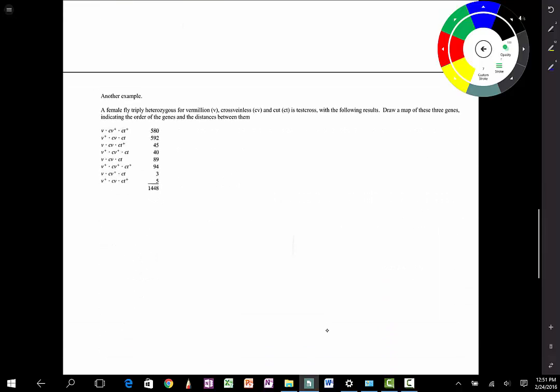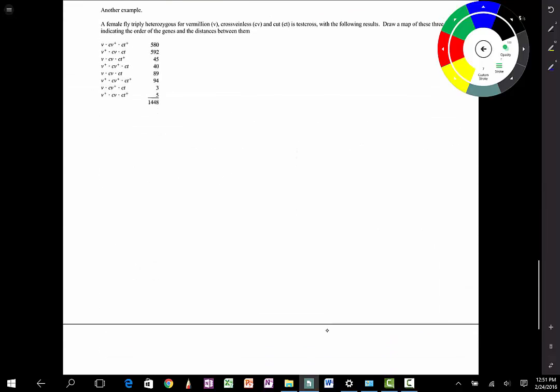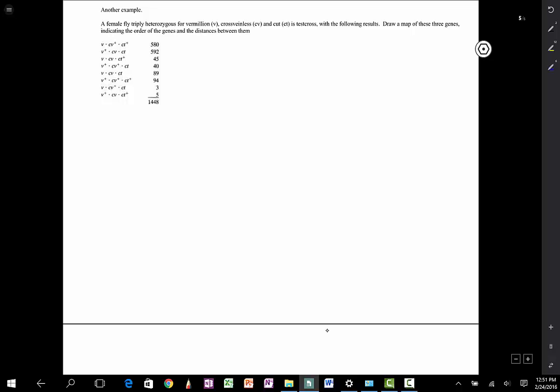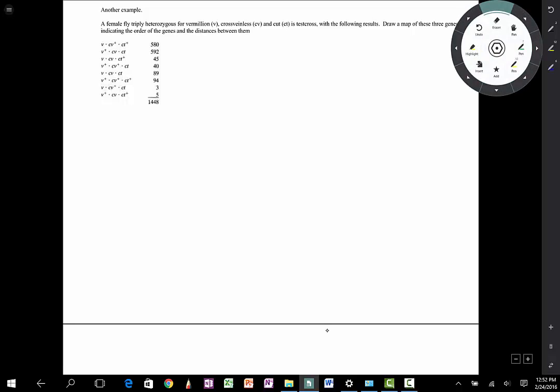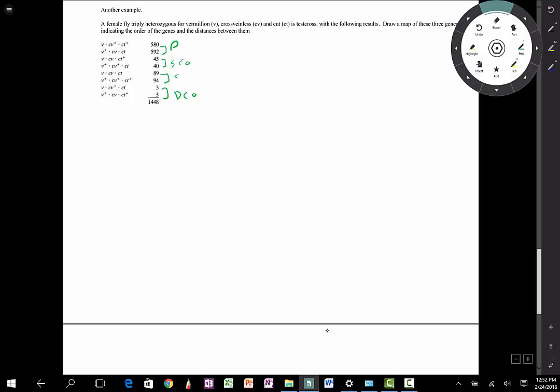But here's another example. This one's got some different symbols in it, but we can go through the same process, and I'll try to go through it a little bit quicker. All right, so this one wrote all the genotypes down for us, so that's helpful. And it also organized everything for us into the different types of things. So we know that these are parentals, these are double crossovers, these are single crossovers that go together, these are single crossovers that go together.